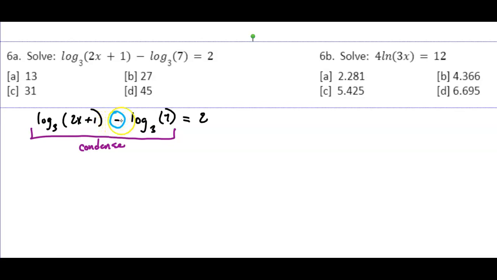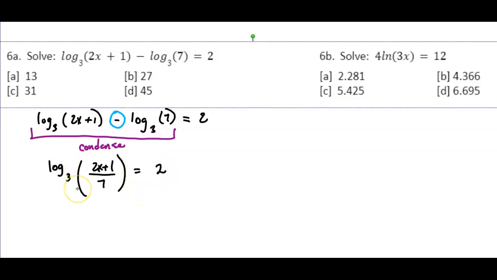Remember, the negative term, the log with that is negative, what you're taking the log of will go on the bottom, the other will go on the top. So when I condense the left side, I get log base 3 of 2x plus 1 on the top because its term was positive, 7 on the bottom because its term was negative, and then it still equals 2.